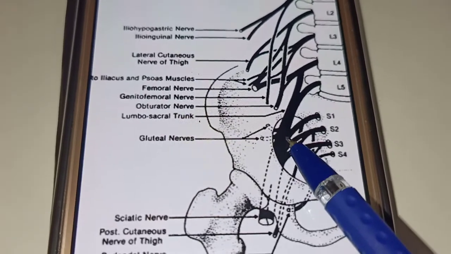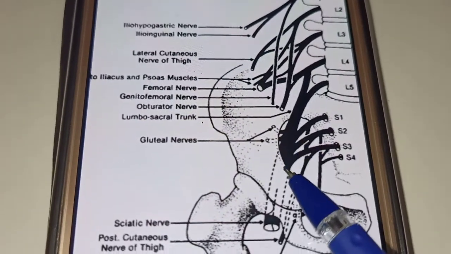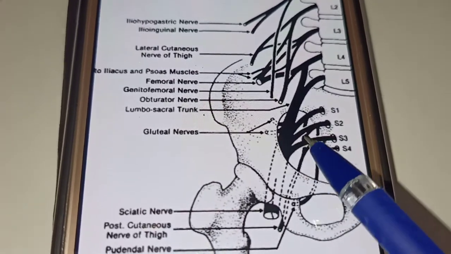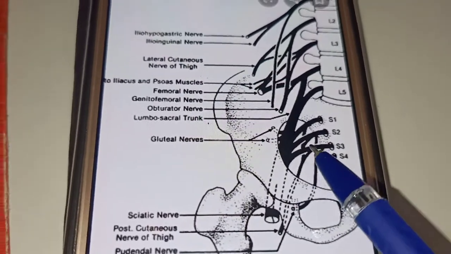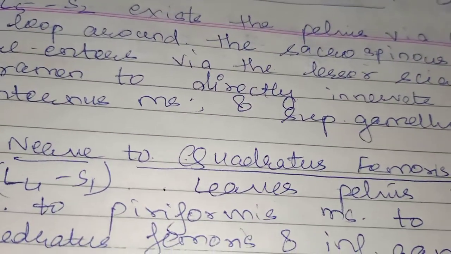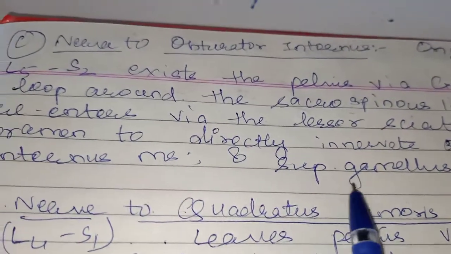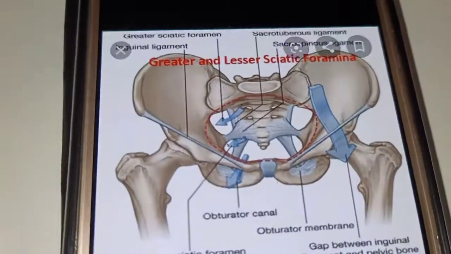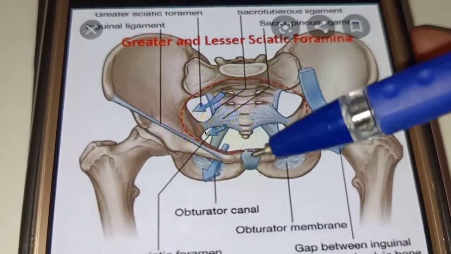It will loop around the sacrospinous ligament and re-enter via the lesser sciatic foramen to directly innervate the obturator internus muscle and the superior gemellus muscle. So it is supplying two muscles, the obturator internus and superior gemellus.